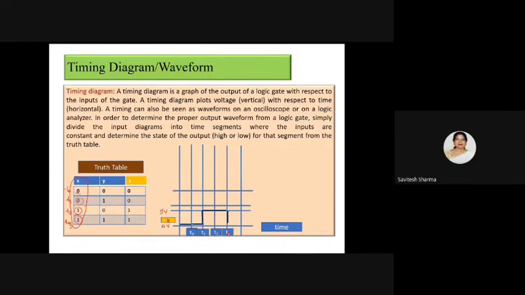Now again, I will draw the timeline for y. y at T0 is 0, at 0 volt. Again I will draw the 2 lines, 0 volt and 5 volt, and based on the 0 and 1, I will draw the lines. At T1, y is 1, so you will draw at 5 volt. At T2 it is 0, so you will draw the line at 0 level. Next again it is 1, so you will draw the line at 5 volt.